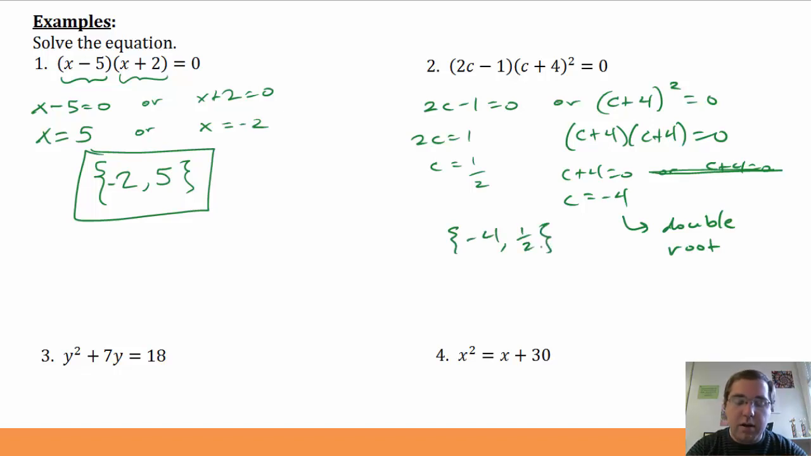Notice I write them in increasing order, as if they were on a number line, where negative 4 would be to the left and 1/2 to the right.